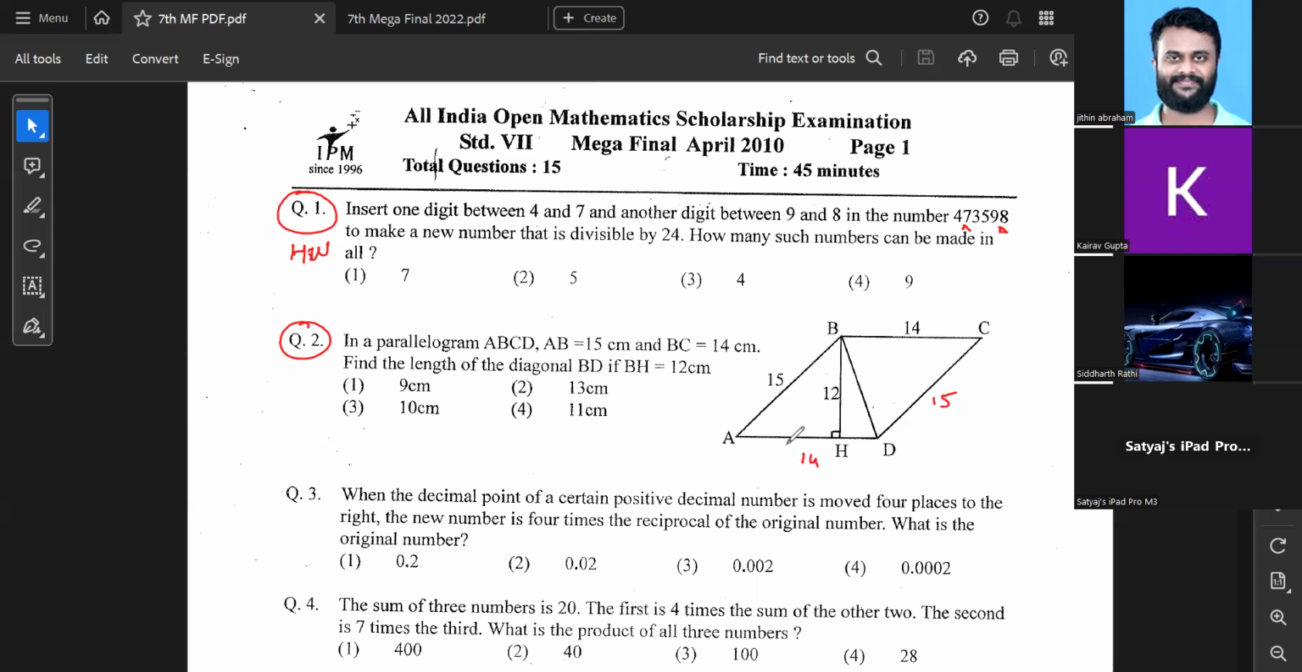Any guesses? What should we do? I'll give you a minute. Think over it and let me know. So can I tell the answer for it? Sure.